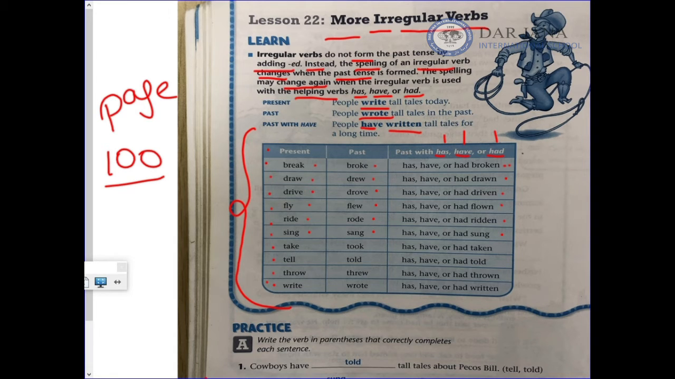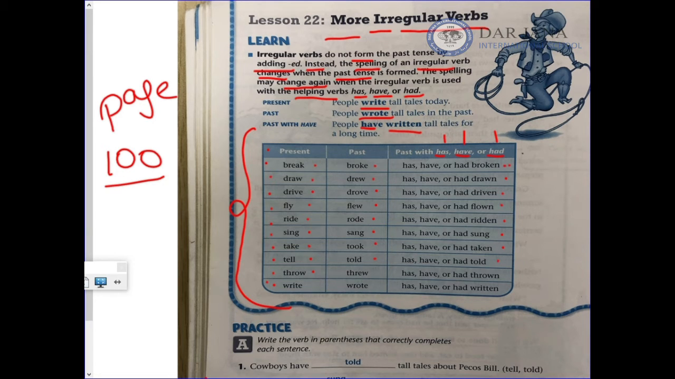Now, we come to the word take. The past of take is took. And when we use the helping verb has, have, or had, it becomes taken. Now, the verb tell. The past tense of tell is told. And when we use has, have, or had, it becomes told again. It does not change. It stays the same. And we need to memorize and practice that.